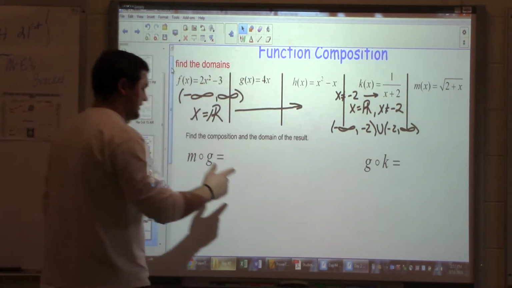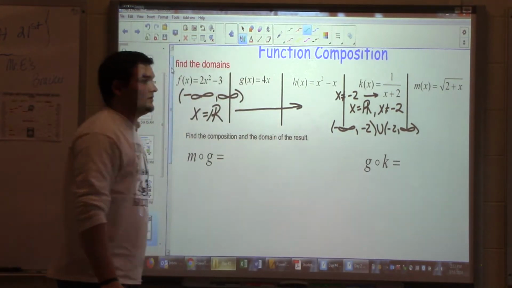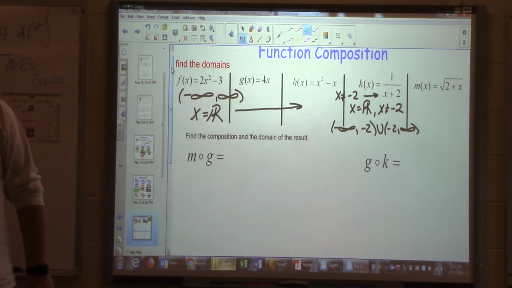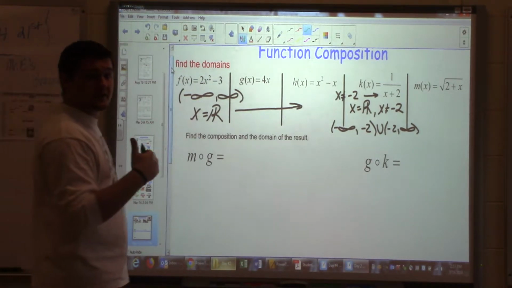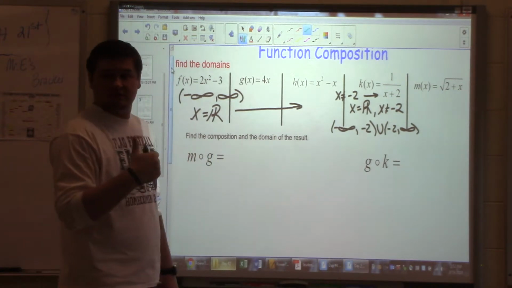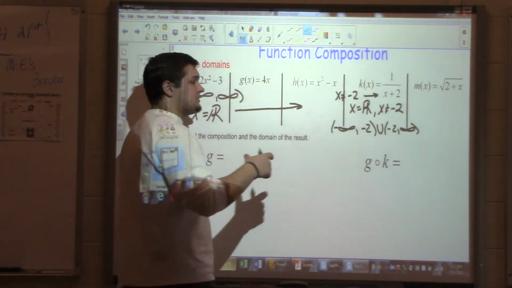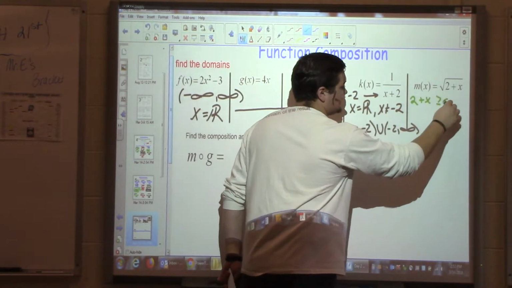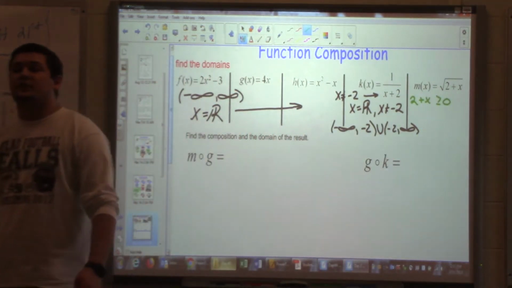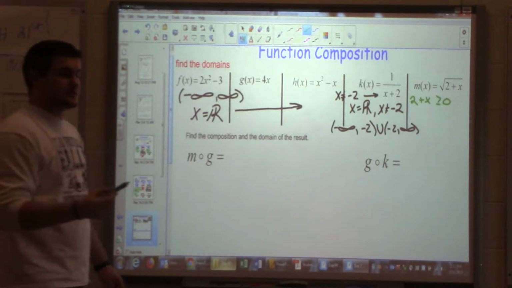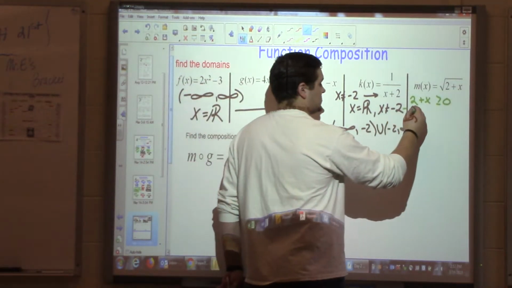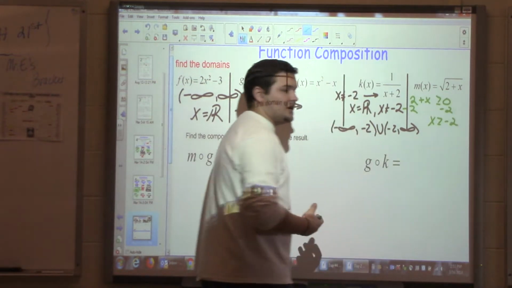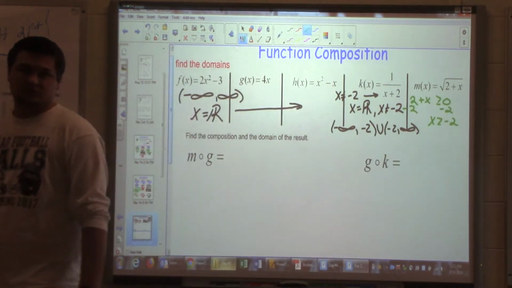Alright, last one, up there. M of x equals square root of 2 plus x. It's got a radical, right? How do I find a domain for that then? You put what's under the radical, 2 plus x, greater than or equal to 0. Set it greater than or equal to 0 and solve for x. So in this case we subtract 2. X greater than or equal to negative 2.